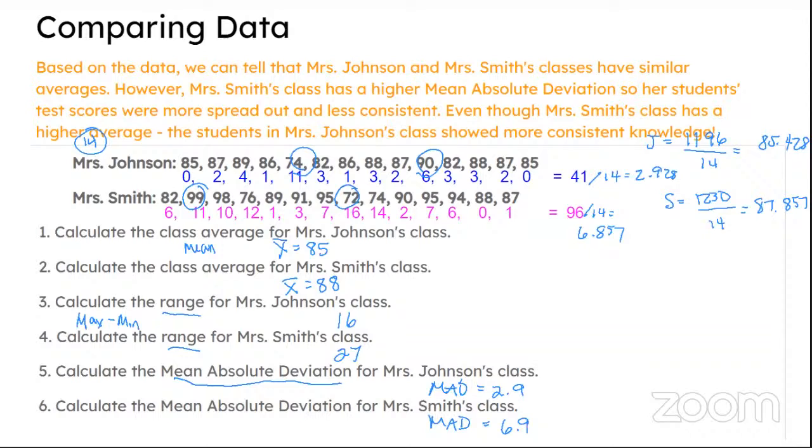You take all of these numbers that we have figured out, and you're going to write a few sentences about it when you're asked to interpret the data. Okay, so you just got to give an explanation of what the numbers mean.